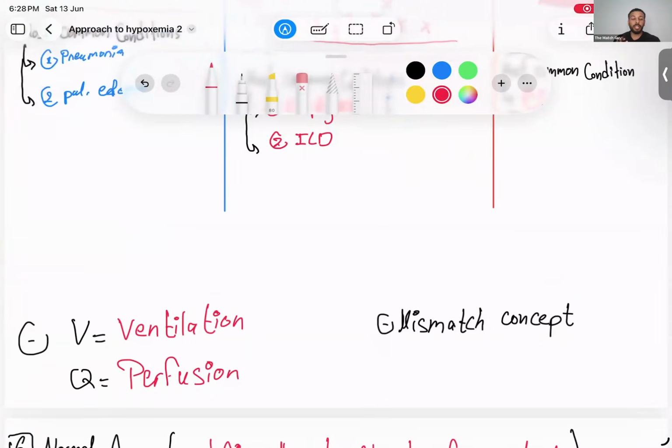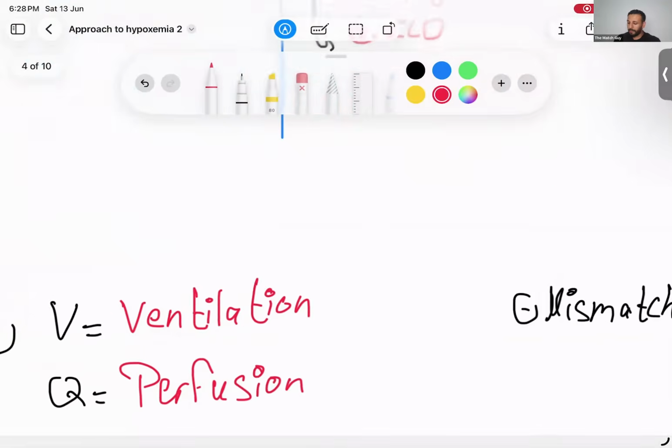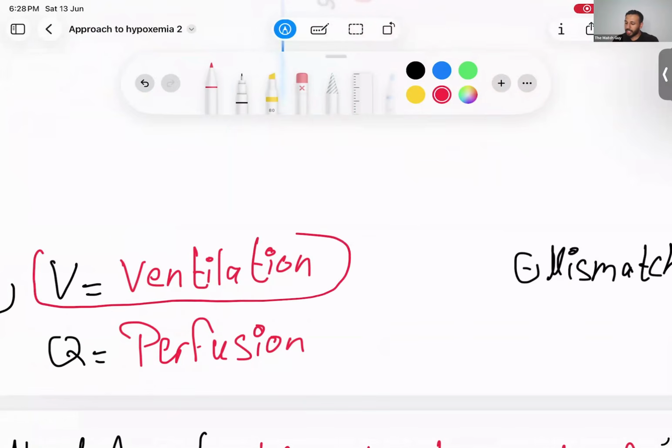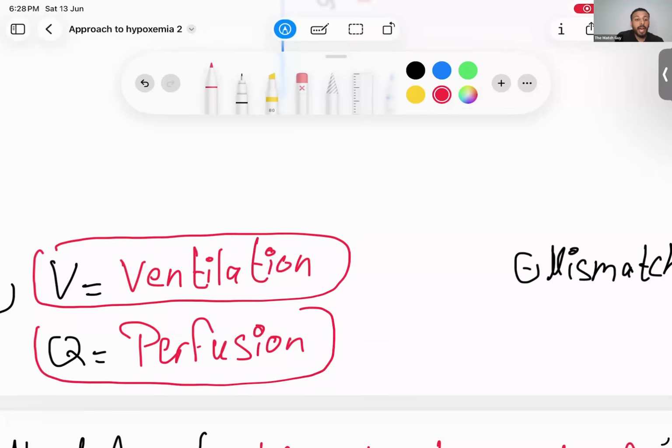Okay. So there is a concept here. I want to talk about the mismatch concept, and I know sometimes it is confusing, so I want to break it down in an easier way. You should know, guys, what V is indicating and what Q is indicating. V is indicating ventilation. What is ventilation? As we said before, oxygen going from the air to the alveolus, and air going out, both of them. This is the ventilation. What is the perfusion, or the Q? It is the blood supply to the alveoli. So we have ventilation V and perfusion Q.